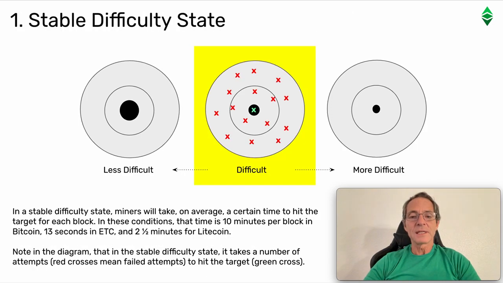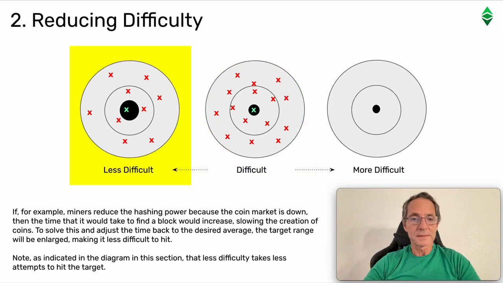1. Stable difficulty state. In a stable difficulty state, miners will take, on average, a certain time to hit the target for each block. In these conditions, the time is 10 minutes per block in Bitcoin, 13 seconds in ETC, and 2.5 minutes for Litecoin. Note in the diagram that in the stable difficulty state, it takes a number of attempts, red crosses mean failed attempts, to hit the target. The green cross is the one that hit the target.